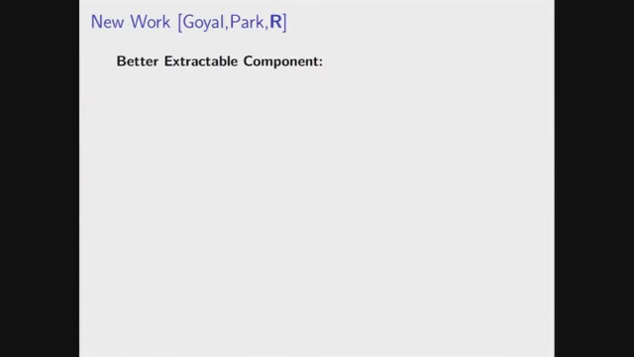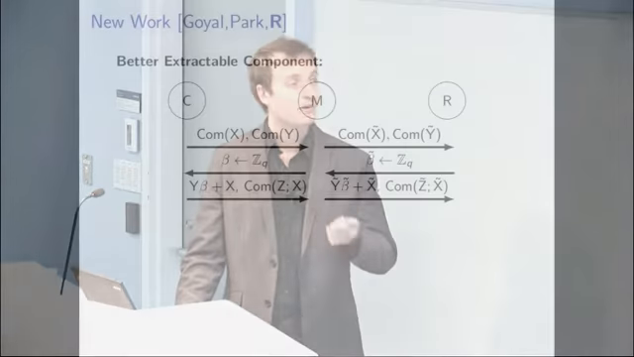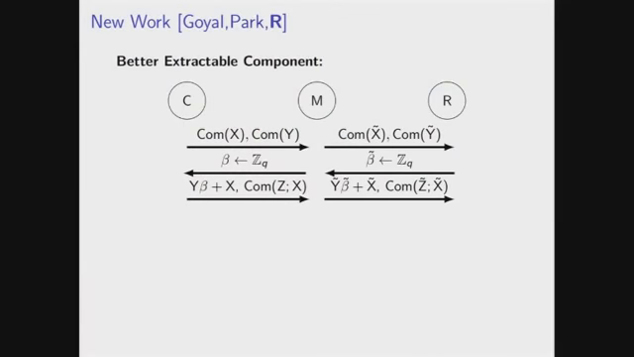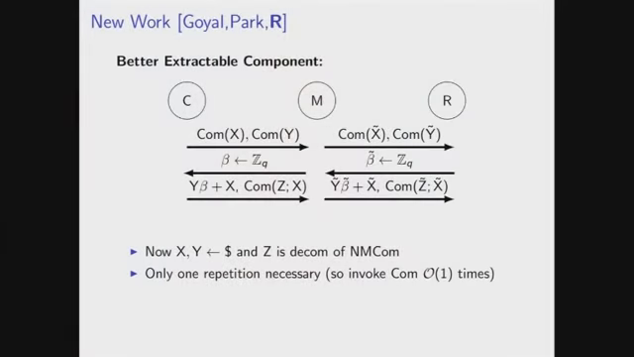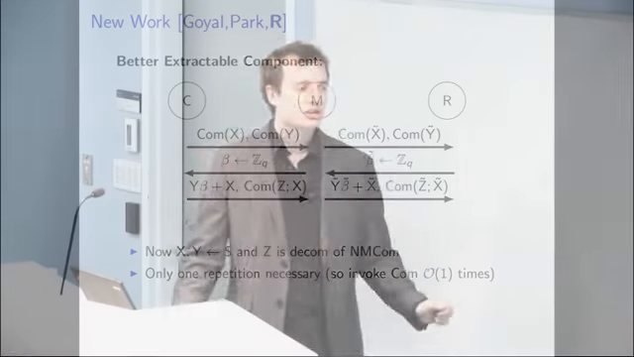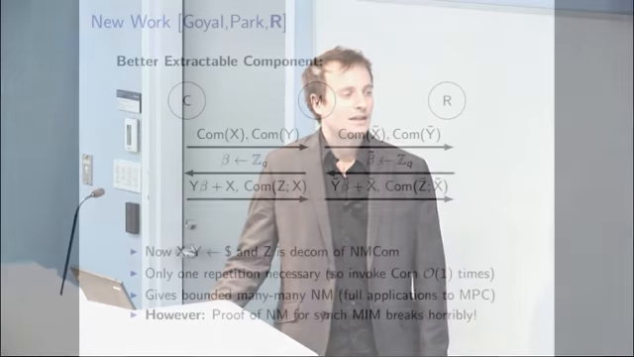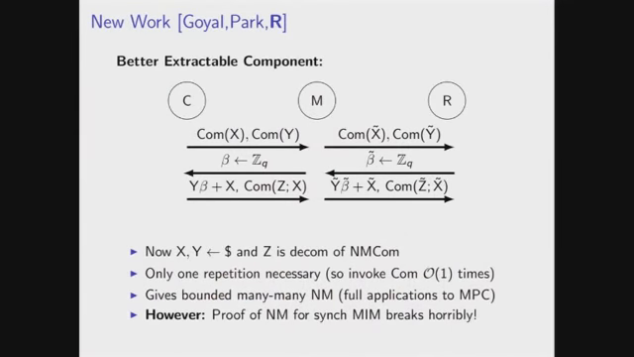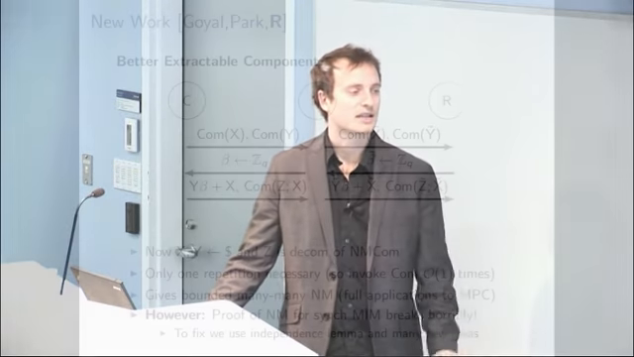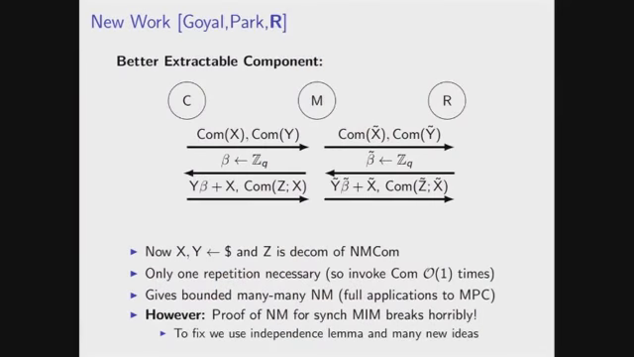So there's this new work with Vipul and with Sunu Park, and this is the same thing, but with a better extractable component. In particular, it's much better in the sense that only one repetition is necessary, so you only have to use the underlying scheme a constant number of times. Also, you retain these bounded many non-malleabilities, so you have applications to MPC. And the proof is really hard. If you want to make it so that he's not decommitting, everything breaks really horribly. So you need this independence lemma, and many new ideas to get this to go through. But yeah, I won't talk about it at all. Thank you.